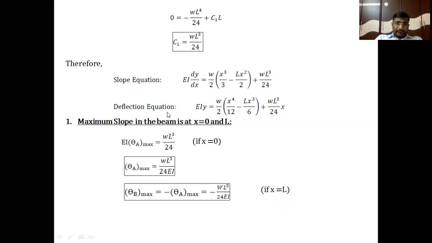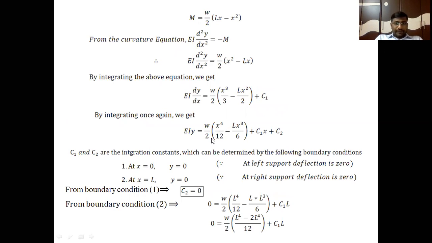Then deflection equation, what is it? EIy is equal to w by 2 into x power 4 by 12 minus lx cube by 6 plus C1x plus C2. C2 value is 0, so neglect the C2 value by placing the 0 value at C2. You can write the deflection equation as w by 2 into x power 4 by 12 minus lx cube by 6 plus, what is the C1 value? C1 value is WL cube by 24.